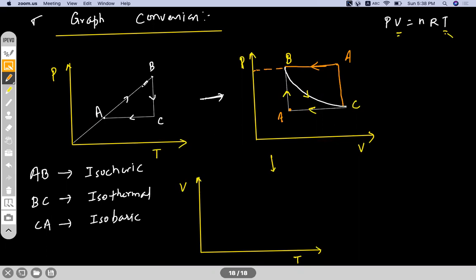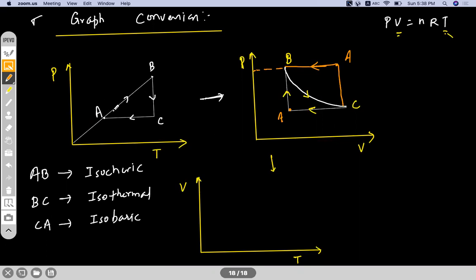Yes, Shesh, Anurag? You understood what I said? A to B, if you consider this A over here, the pressure is constant, but here the pressure is not constant. Hence, this assumption of A being here is not correct.